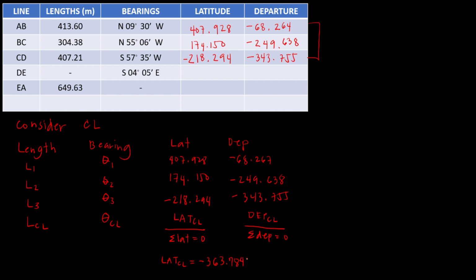363.784. And then for departure naman ng closing line natin, so that is negative 68.267 minus 249.638 minus 343.755. Ayan. So, negative 661.66. So, pag nilipat natin sa kabila, that is positive.